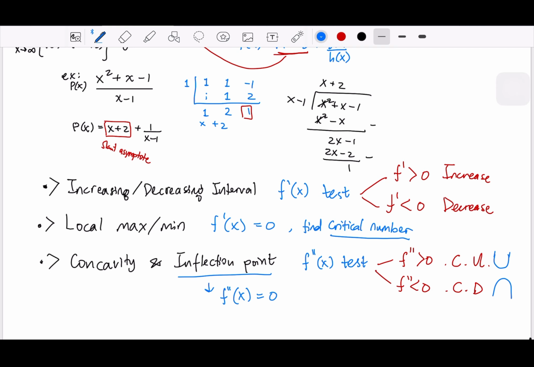The inflection point is supposed to be where f double prime equals 0, but it is not necessarily 0 as long as the concavity changes. That's the idea for the inflection point. So let me write: it is not always equal to 0. The inflection point is the point where the concavity changes. That's it.